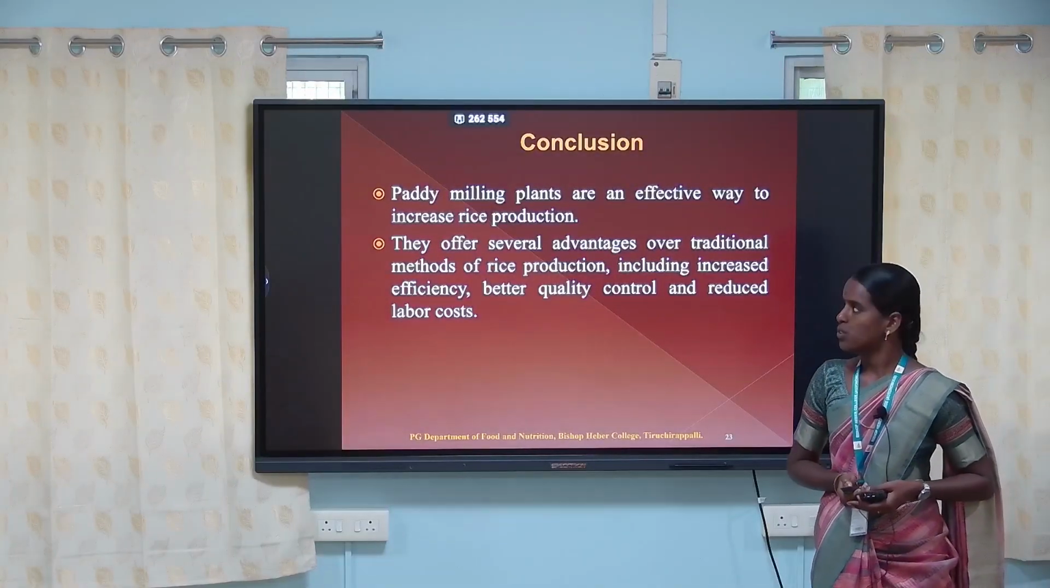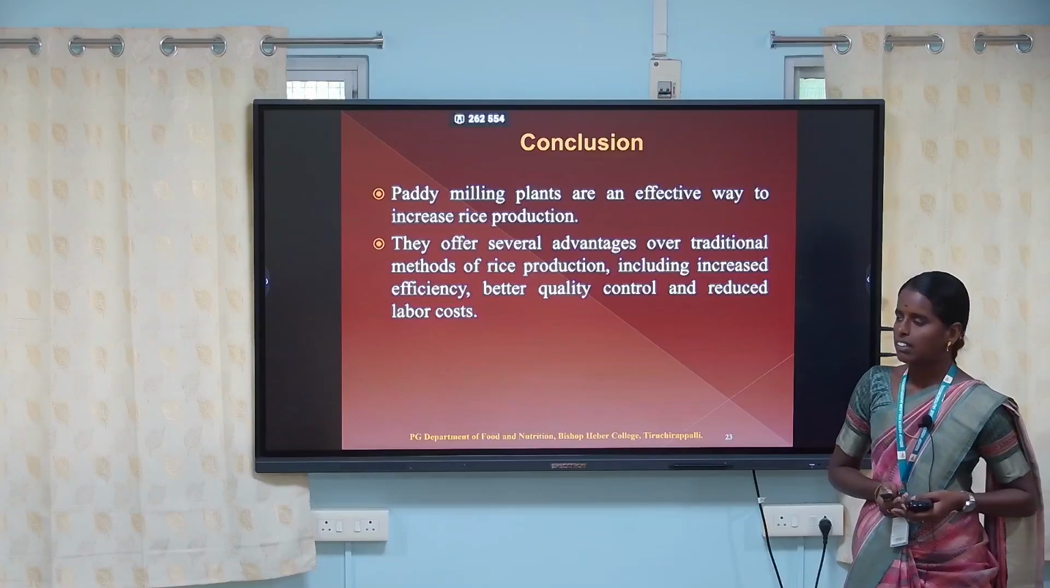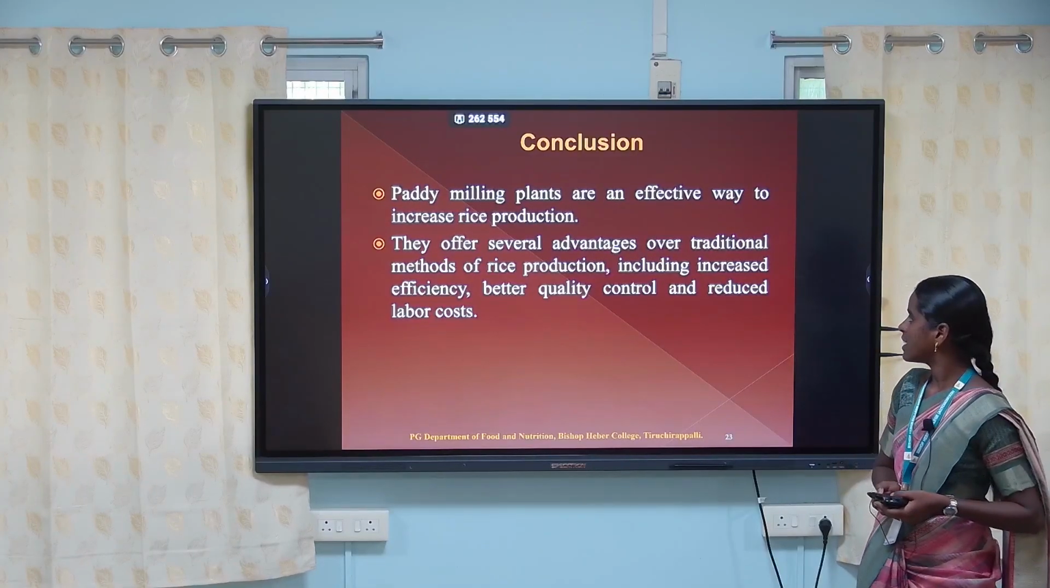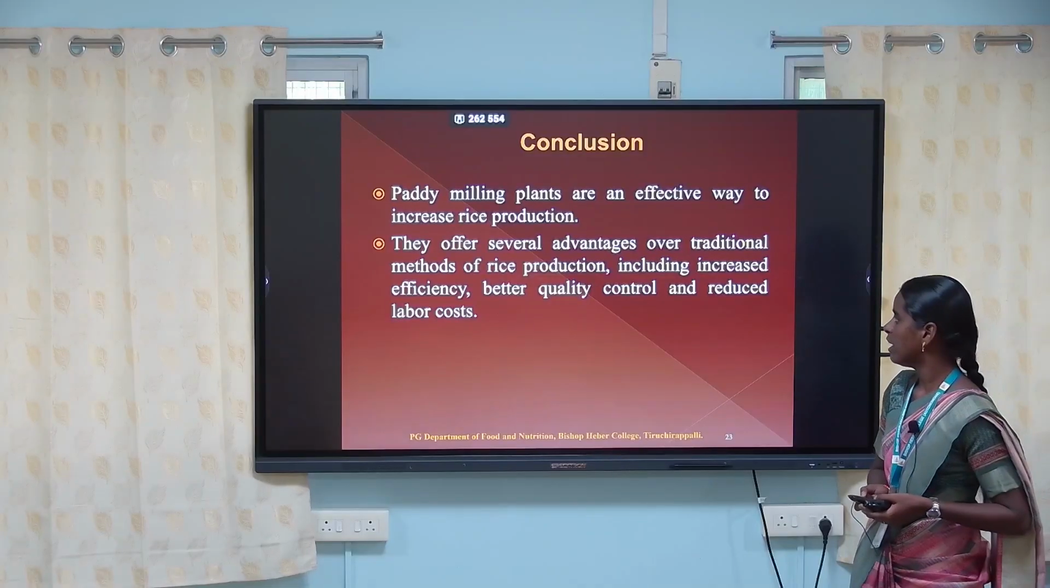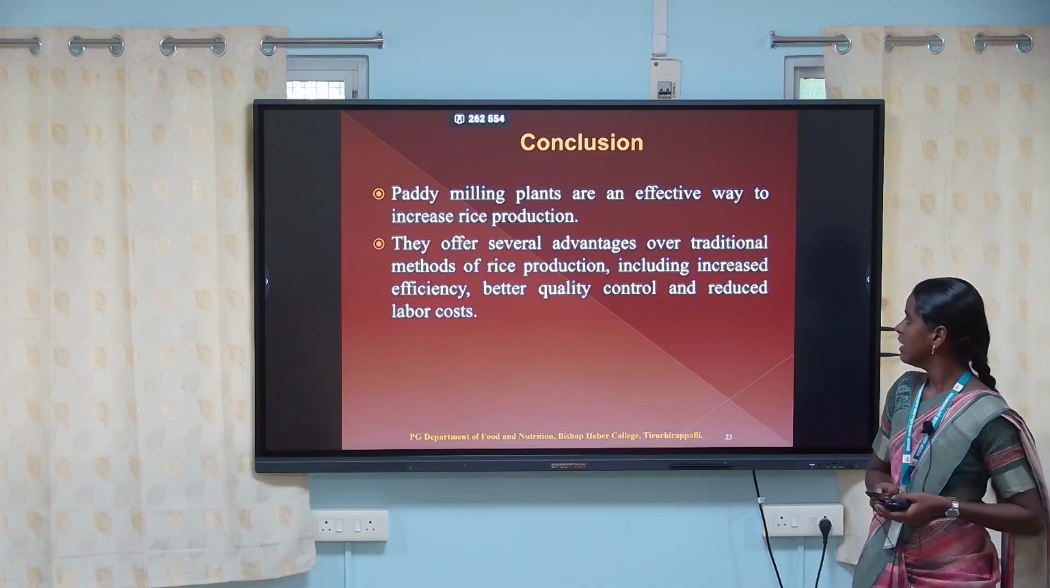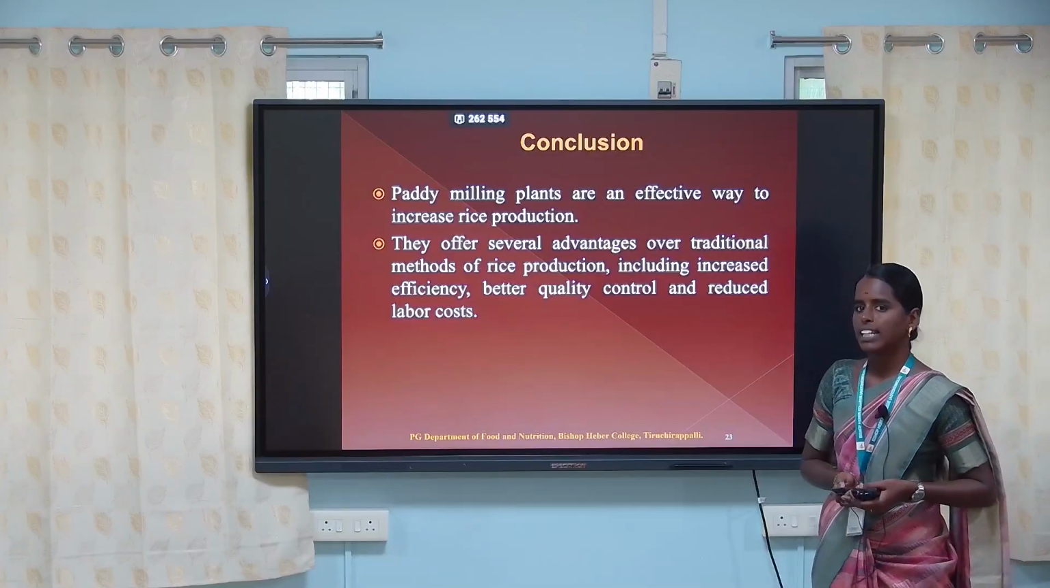Finally, going to the conclusion, paddy milling plants are an effective way to increase rice production. They offer several advantages over traditional methods of rice production, including increased efficiency, better quality control, and reduced labor cost.